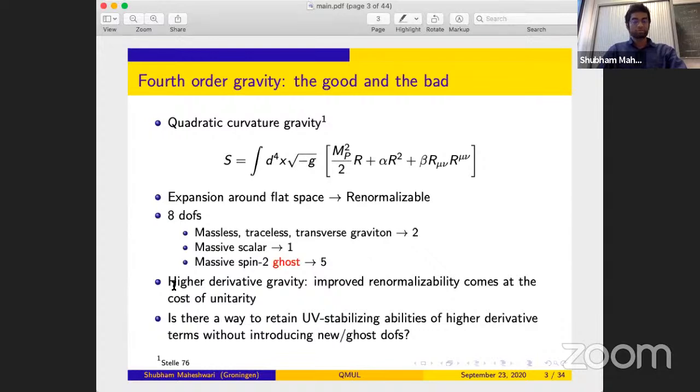So even though this particular model of quadratic curvature gravity comes with improved properties of renormalizability, it comes at the cost of unitarity. Ghost degrees of freedom lead to loss of unitarity in the sense that they give rise to negative normed states in the quantum sector. So you don't want that. The upshot is: is there a way to retain the UV stabilizing abilities of these high derivative terms, but at the same time avoid introducing these new sick degrees of freedom? So this is at the level of the action.